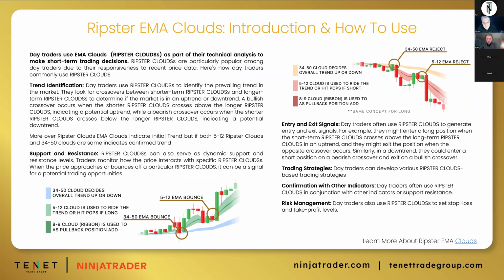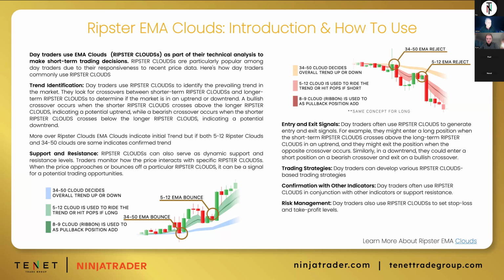Going through the Ripster Cloud system quickly here. The Ripster Cloud system is based upon EMAs. EMAs have been around for a long time and everybody uses them, but what I use is the area between EMAs. The area between EMAs lets me define the trend, and EMAs act as support and resistance. Stocks and the market also bounce and reject from the EMA clouds. EMA clouds act as trend identification, support and resistance, entry and exit signals, and trading strategies. A lot of the trading setups that I show you guys every day are based upon the EMA clouds and also risk management.